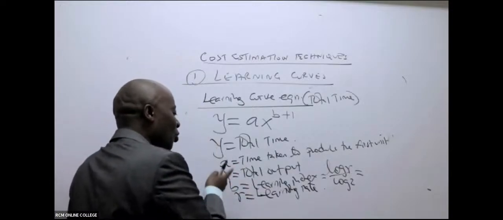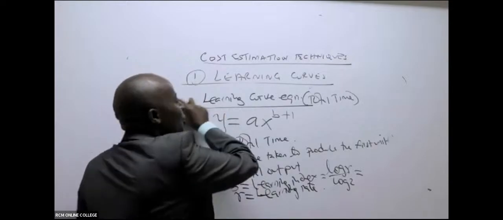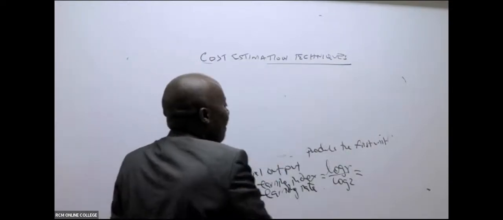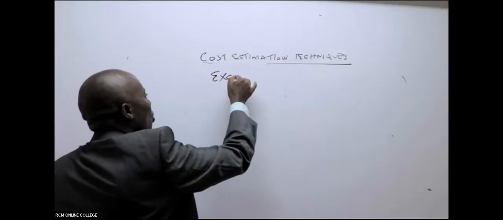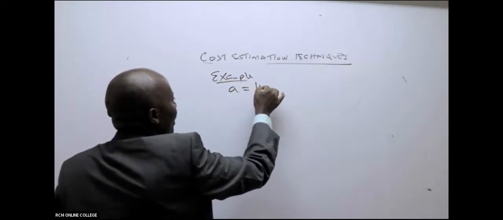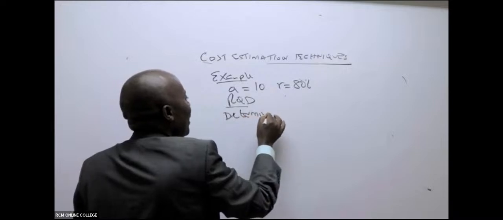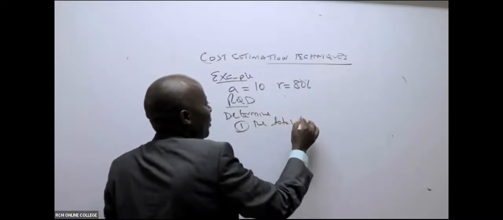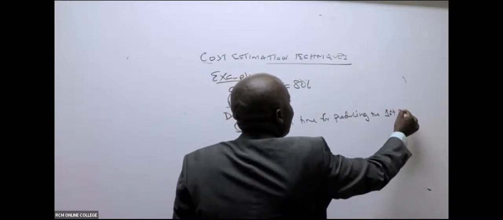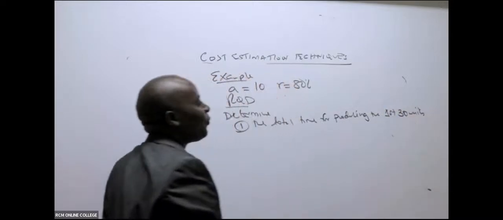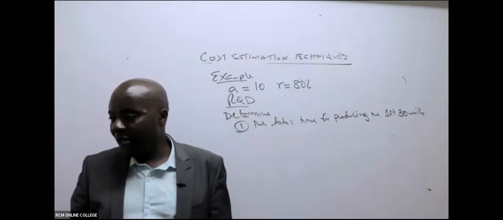How do we get A? And how do we get this B? A is the time taken to produce the very first unit. Now, let's look at an example, ladies and gentlemen. If A equals 10 and R is 80%, we are required to determine, number one, the total time for producing the first 30 units.